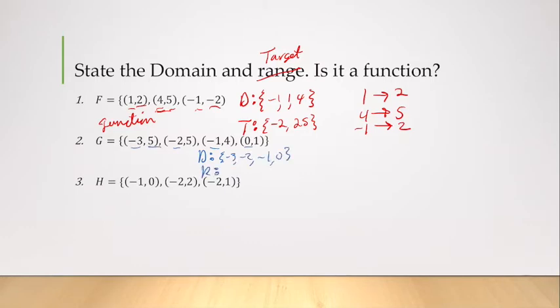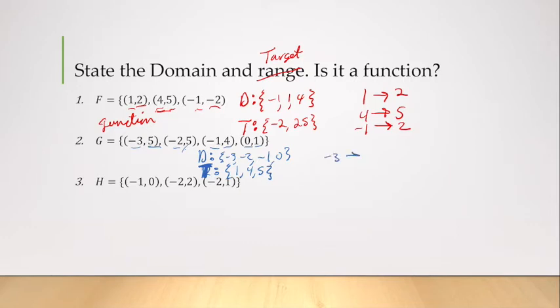Our range is 5. I already wrote 5 down once. Remember, each element has to be unique. And I said range, but I meant target. But remember, they do mean the same thing. So I've got 4, 1, and 5 as my target or range.